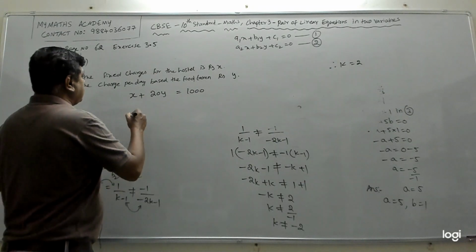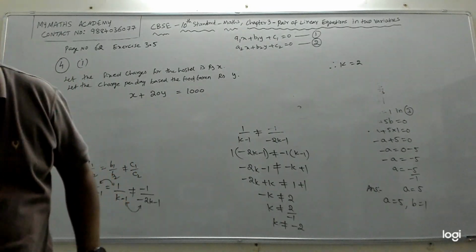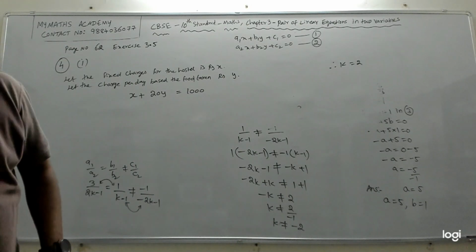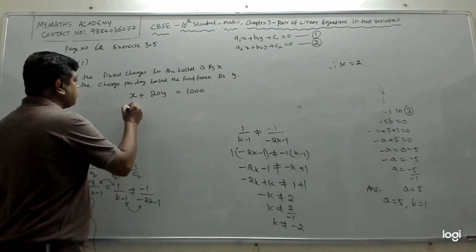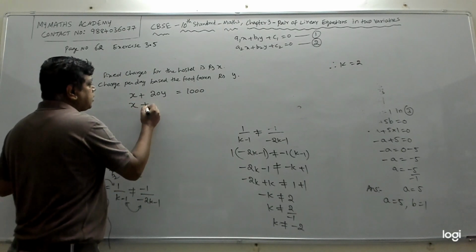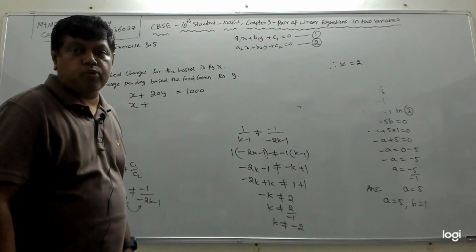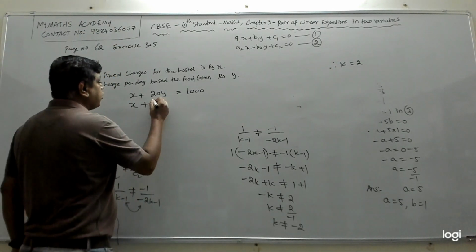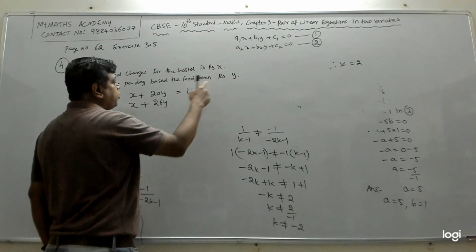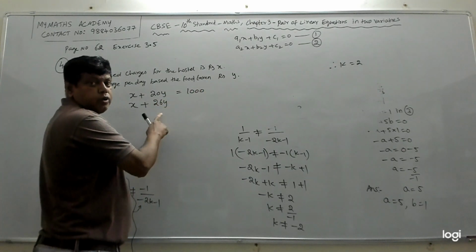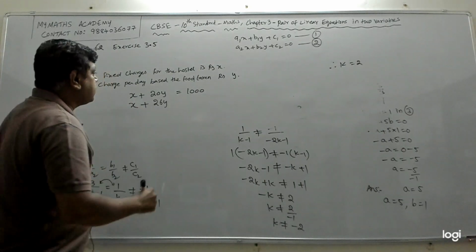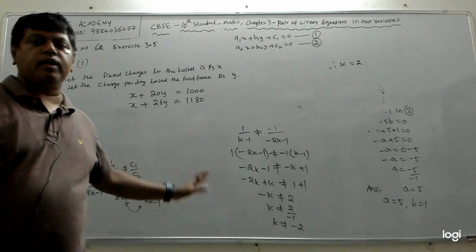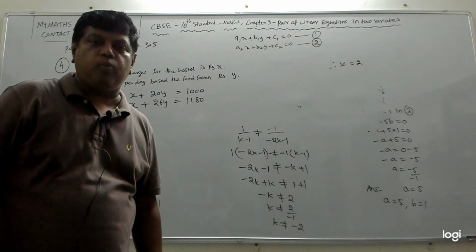Now the other student has taken the food for 26 days. That student would have paid a fixed charge of X plus 26y, because one day is y rupees and for 26 days it is 26y. So that is 1180. Now we should find the value of X and y.